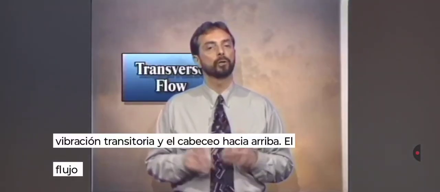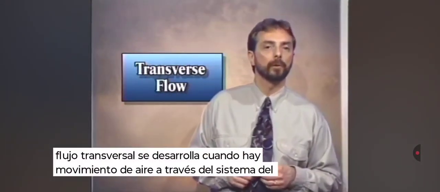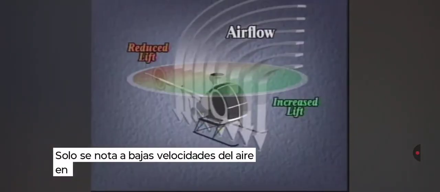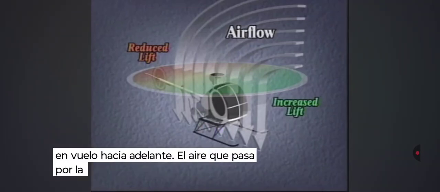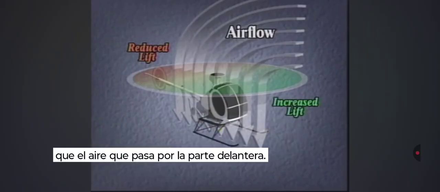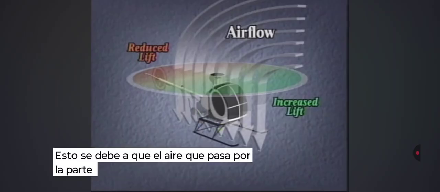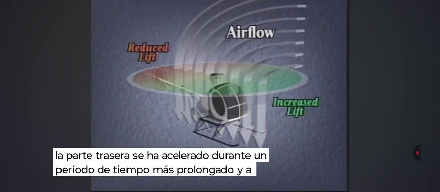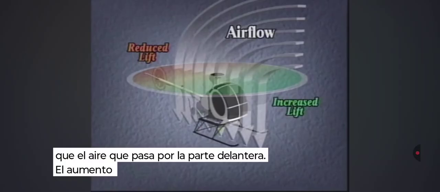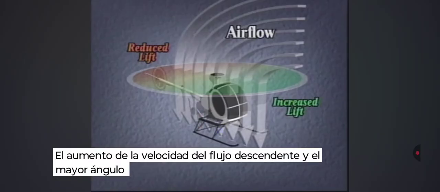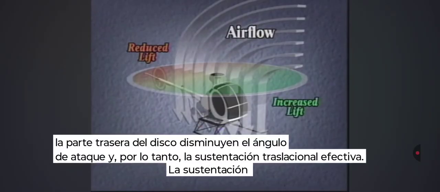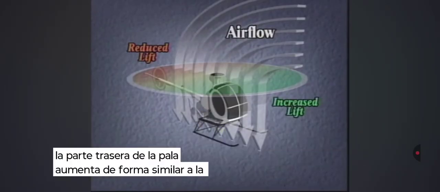Transverse flow. Transverse flow develops when there's movement of air across the rotor system. Like effective translational lift, it's only noticeable at low airspeeds. In forward flight, the air passing through the rear portion of the rotor disc has a greater downwash velocity than air passing through the forward portion. This is because the air passing through the rear has been accelerated for a longer period of time and over a greater distance than the air passing through the front. The increased downwash velocity and greater downwards angle of the air at the rear of the disc decreases the angle of attack and hence the blade lift at the rear. Similarly, lift is increased at the front.